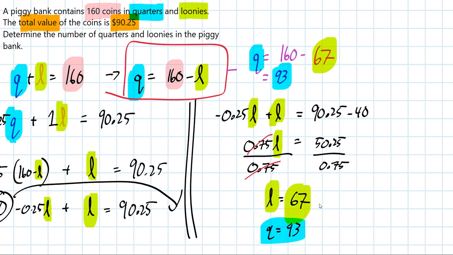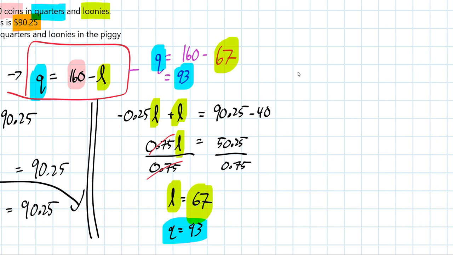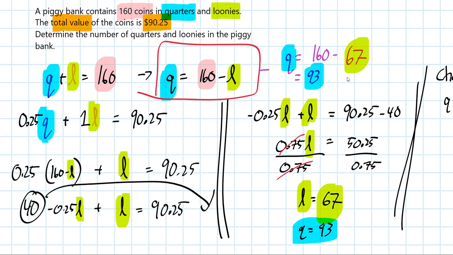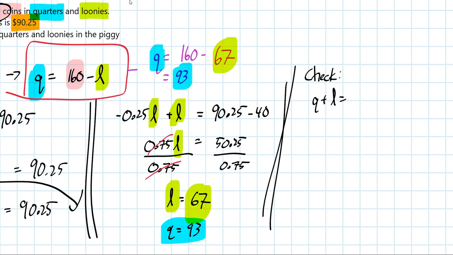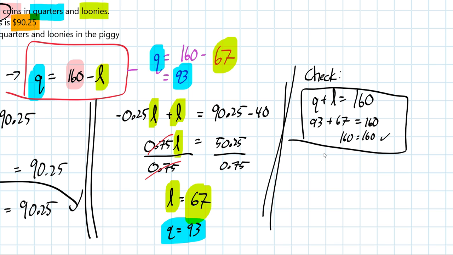I'm going to check. Oops. Check with a pen. So I'm going to check. I think that the number of quarters, well, they tell me, plus the number of loonies should be a total of 160 coins. So I think there are 93 quarters and 67 loonies, and 93 plus 67 is 160. So at least for that piece of information, things check out.